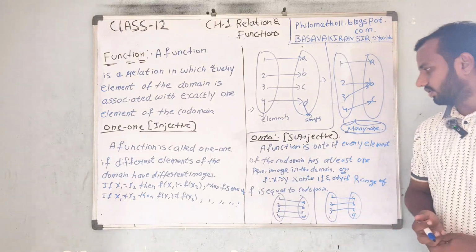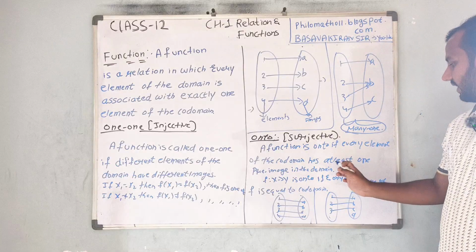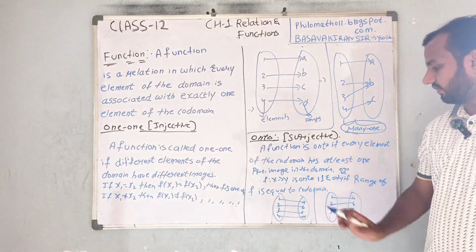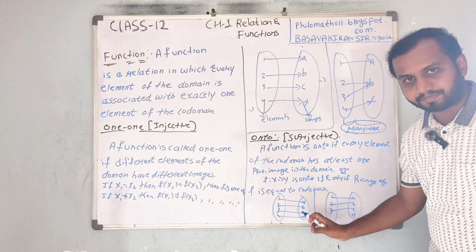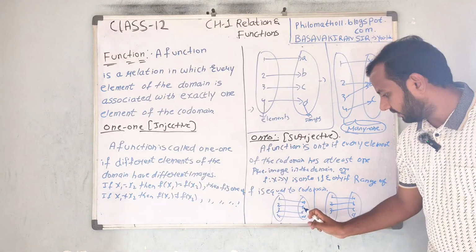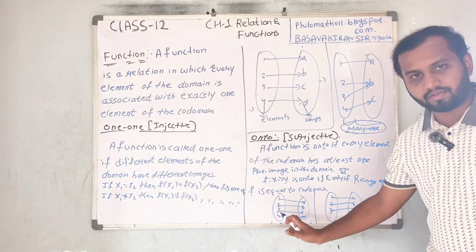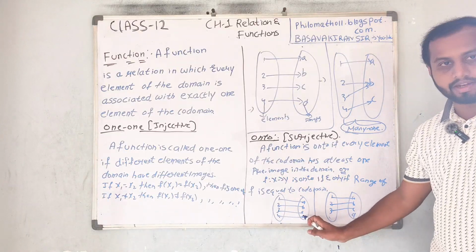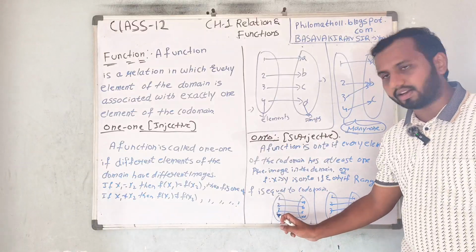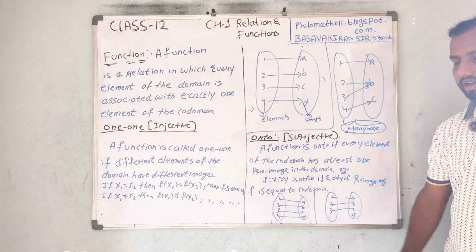Now coming to the onto function. A function is onto if every element of the codomain has at least one pre-image in the domain. For example, these are your codomain elements, and these are the images. Now A is associated with 1, B with 2, C with 3, and D with 4. Every element in the codomain has at least one image, which we call the pre-image. So this is known as an onto function.